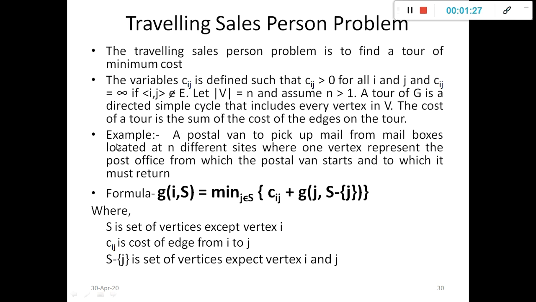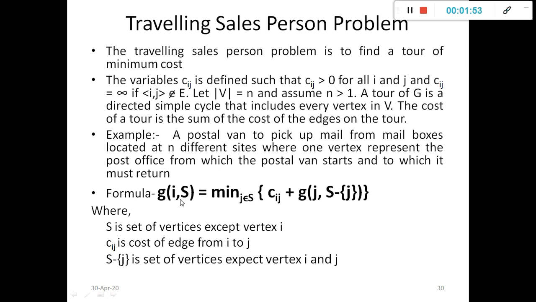One real-time example of the traveling salesperson problem is a postal van picking up mail from mailboxes located at n different sites, where one vertex represents the post office from which the postal van starts and to which it must return.